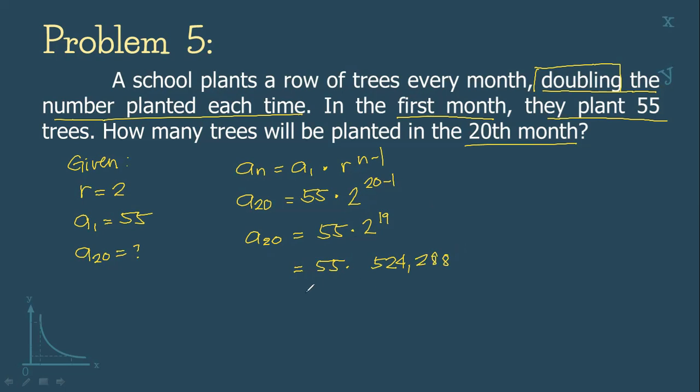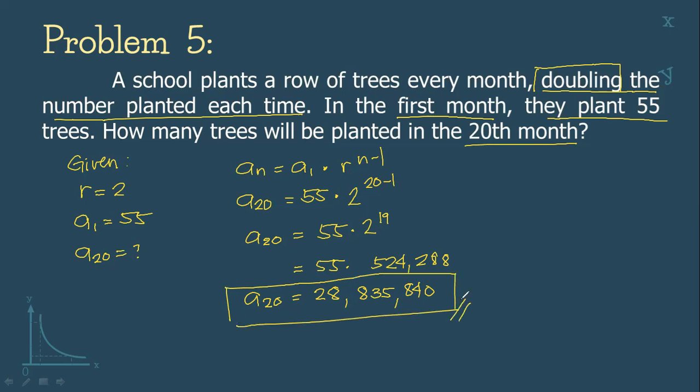So, multiply natin siya by 55. So, that is equal to 28,835,840. So, again, our 20th term is equal to 28,835,840. And this, my dear students, is our correct answer.